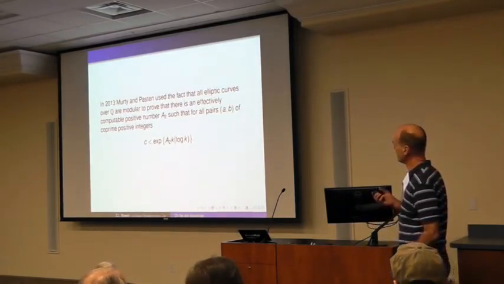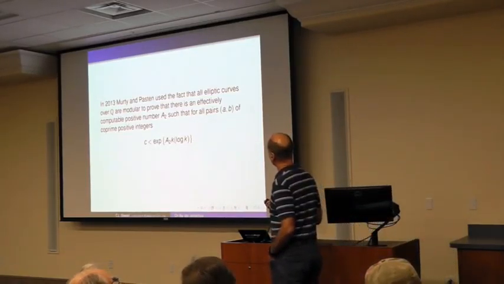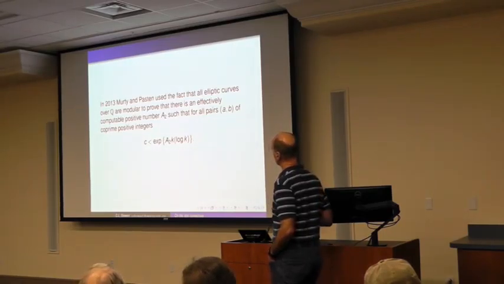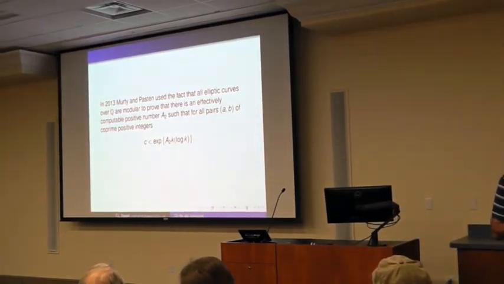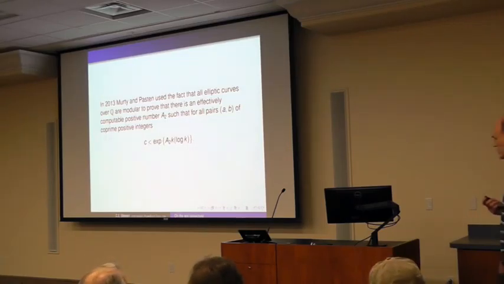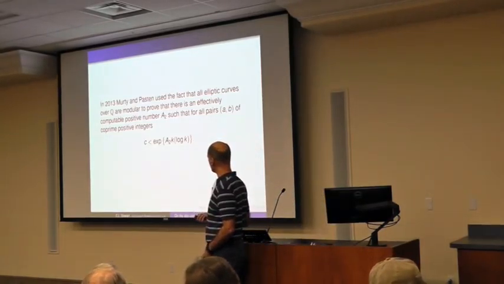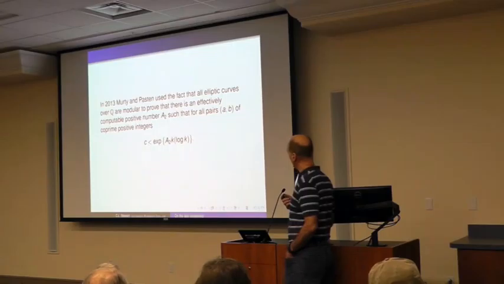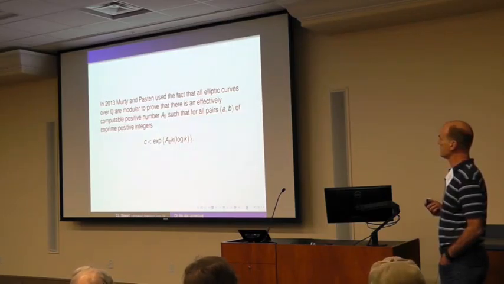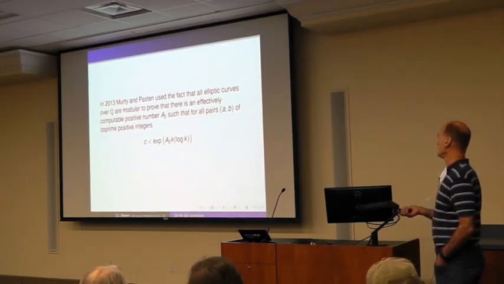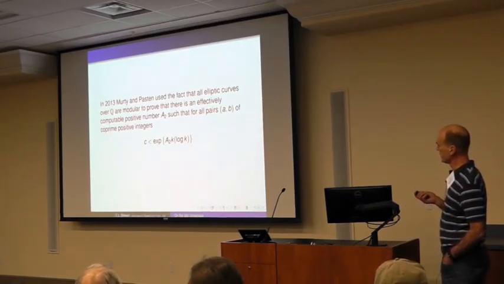There's a really lovely recent development due to Ram Murty and Hector Pasten, using the fact that all elliptic curves over Q are modular. They give another approach to bounding c from above in terms of the greatest square-free factor of a times b times c. They're able to prove that you can find an effectively computable positive number a2 such that always we have c less than e to the a2 times k log k. Now, the function is weaker, but nevertheless, the approach is different.